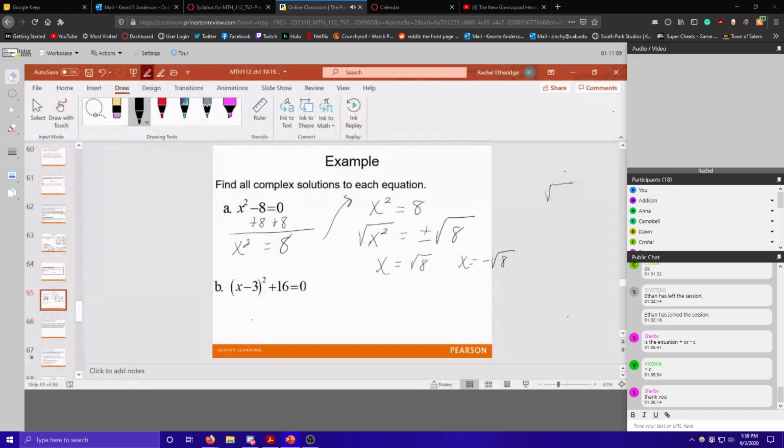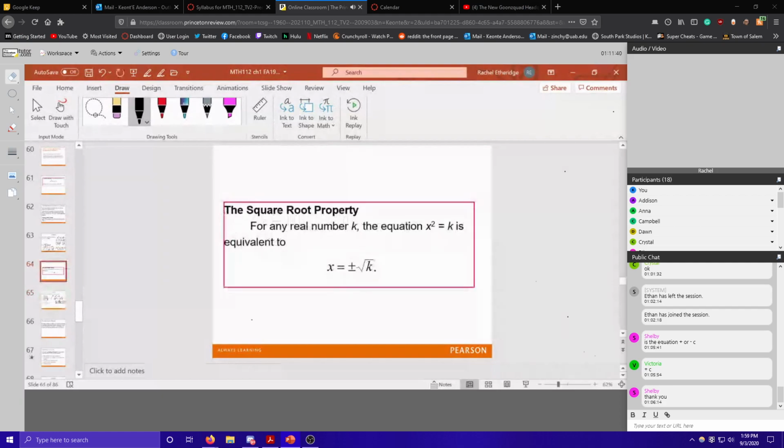And then I can simplify the square root of 8 by breaking it down into the square root of 4 times the square root of 2. So that's 2 times the square root of 2. So the answer is positive 2 square root of 2, negative 2 square root of 2. And I'm just telling you, you lose a lot of points by just doing careless things. When you use the square root property, go back and look at your square root property. You always are going to have a positive and negative answer for that.